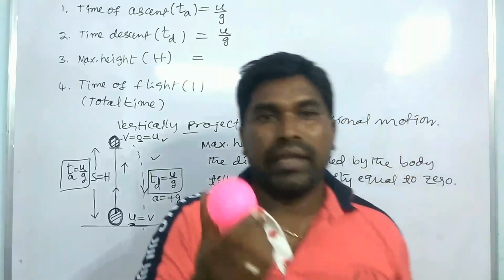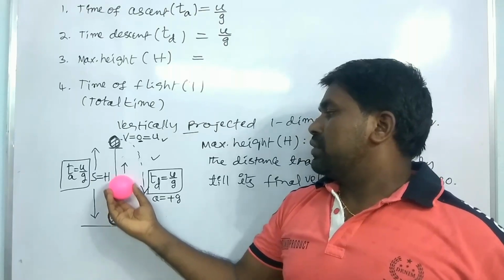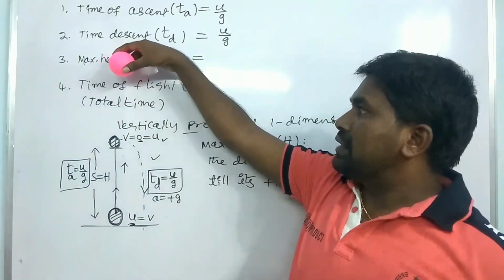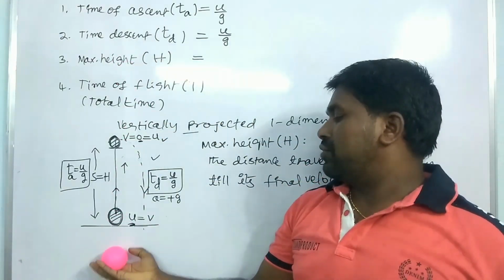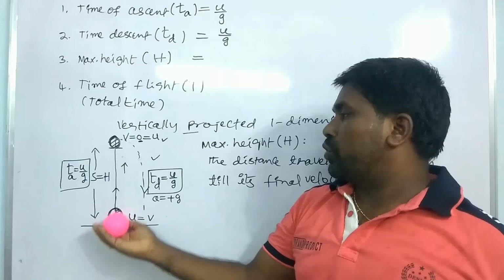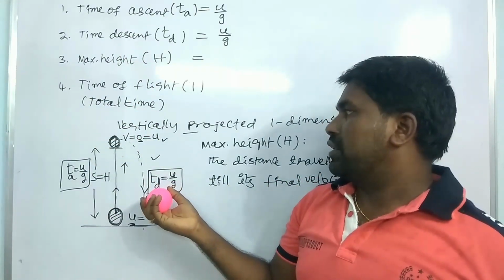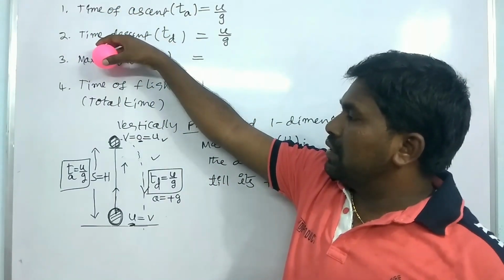So this is the ball here. Whenever you have to throw a ball in this way, this is the final velocity of the ball, and before that I have to give some initial velocity to project the ball in the vertical direction. So this is the initial velocity I have to give, and it travels some distance.